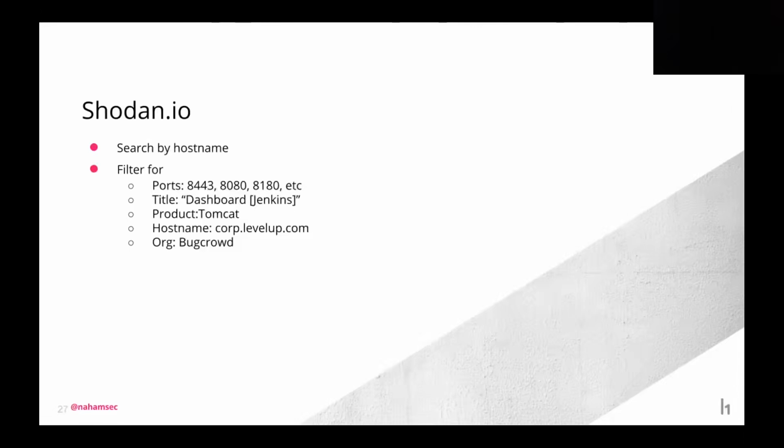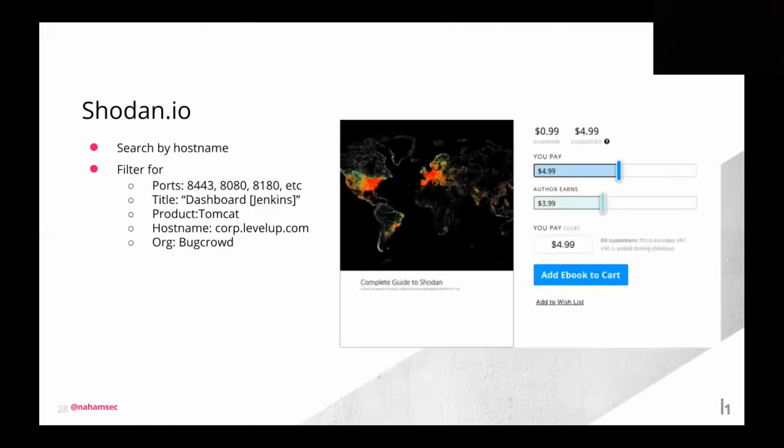Just because sometimes the organization name that's attached to an IP doesn't come up the same way as when you search for it by host name. So always try different patterns when you look for these bugs. There's a great book written by the founder of Shodan. It's only $5. I would highly recommend buying it to understand how Shodan works. It gives you a huge overview of what you need to know about Shodan before you get started.